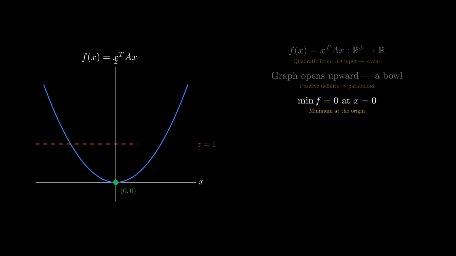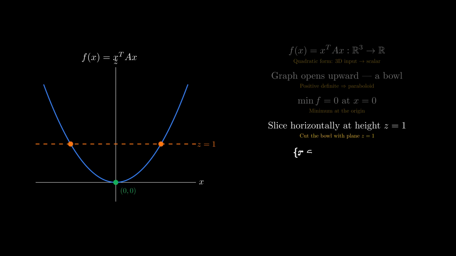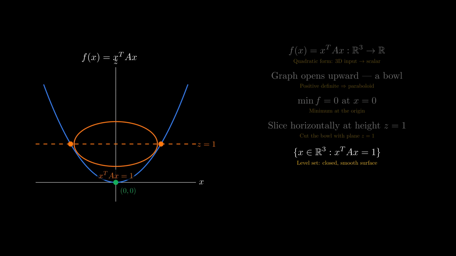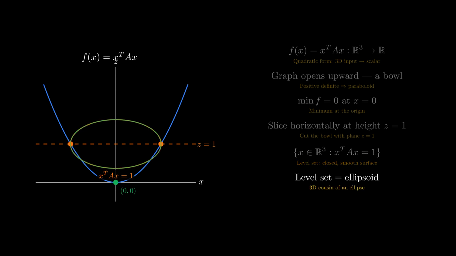with value 0. Now slice that bowl horizontally at height 1. The set of points where x transpose Ax equals 1 is the intersection of the bowl with that plane. A closed, smooth surface sitting in 3-dimensional space. That surface is an ellipsoid, the 3-dimensional cousin of an ellipse.